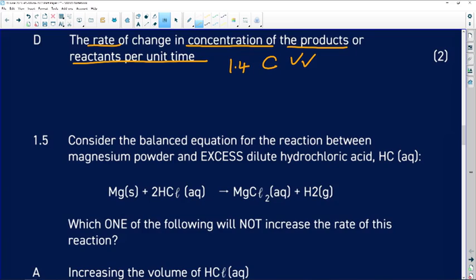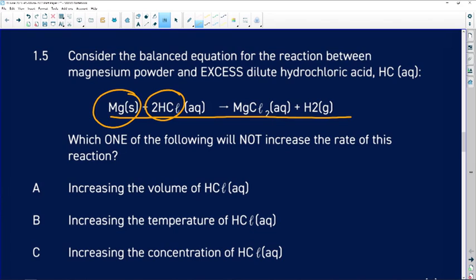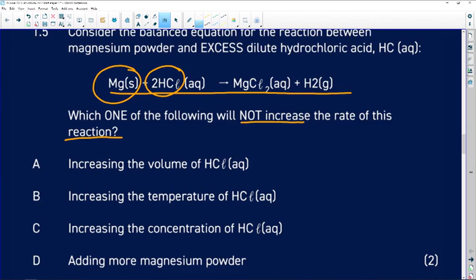Let's move to 1.5. With 1.5, it says, consider the balanced equation between magnesium powder and excess dilute hydrochloric acid. Which one of the following will not increase the rate of this reaction? Remember now that here we have c equals n over V. So let's check. Increasing the volume of HCl. If V increases, this will decrease, and if the concentration decreases, the reaction rate will not increase.